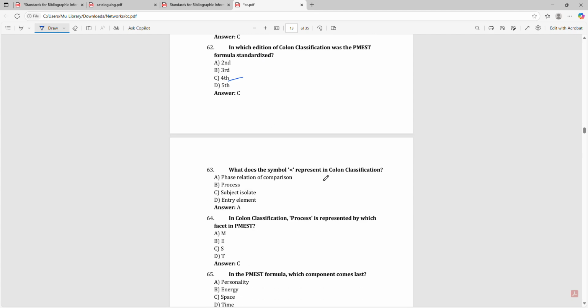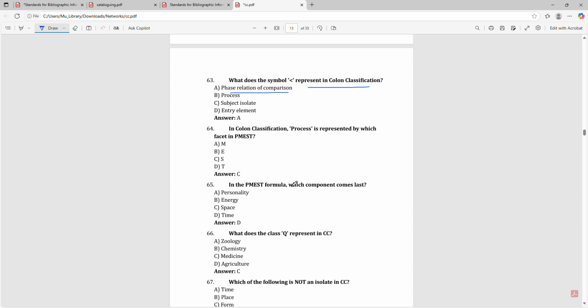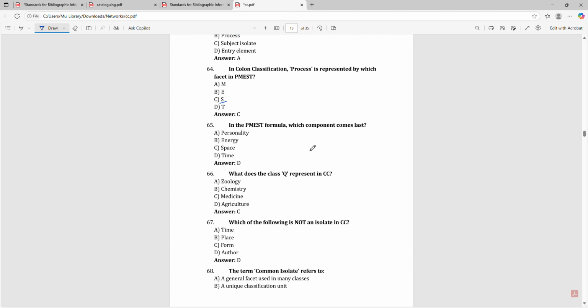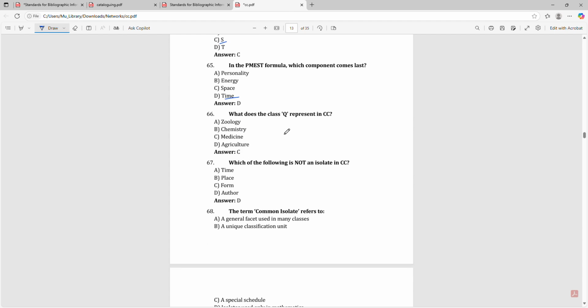What does the symbol semicolon represent in CC? That is phase relation of the comparison. In CC, process is represented by which facet in PMEST? That is S. In the PMEST formula, which component comes last? That is time. What does the Q represent in CC?